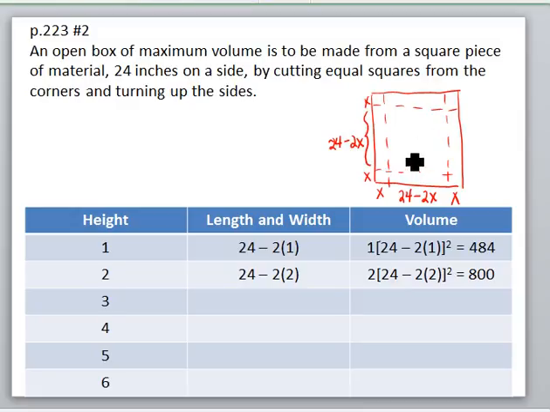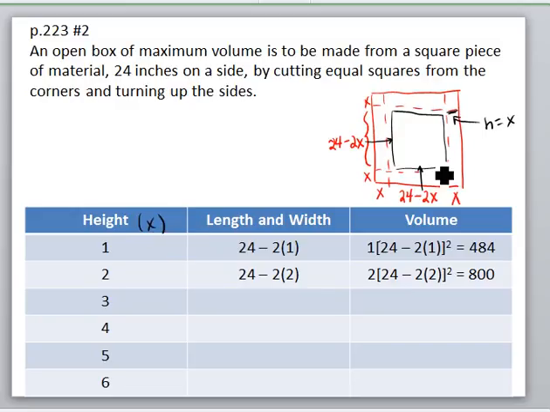box, and you can't really see the box, but here would be the base of the box, and then they've cut away these squares here. So what that does is it creates a length of 24 minus 2x, a width of 24 minus 2x, and then the height of this would be x itself. So the height is x.